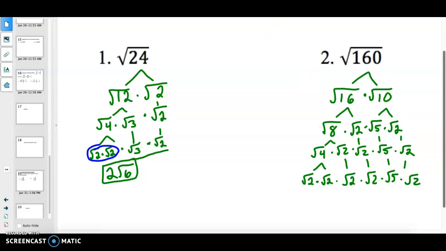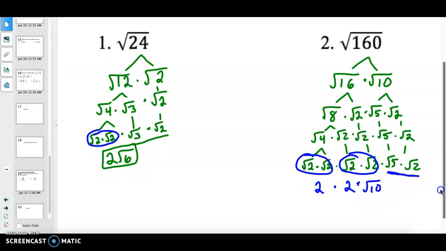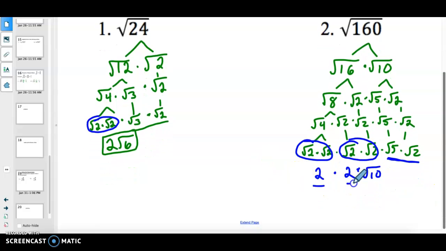Now that I'm down to all prime numbers, I'm going to look for those pairs. Square root of 2 and square root of 2 would make square root of 4, so they just turn into a 2. And then I see another set of 2's, so that turns into square root of 4, which is 2. What I'm left with are these two, which do not have any pairs, so I'm just going to multiply them together and get square root of 10. For the final answer, we're just going to multiply all those back together. 2 times 2 is 4, and we're left with 4 square root of 10.